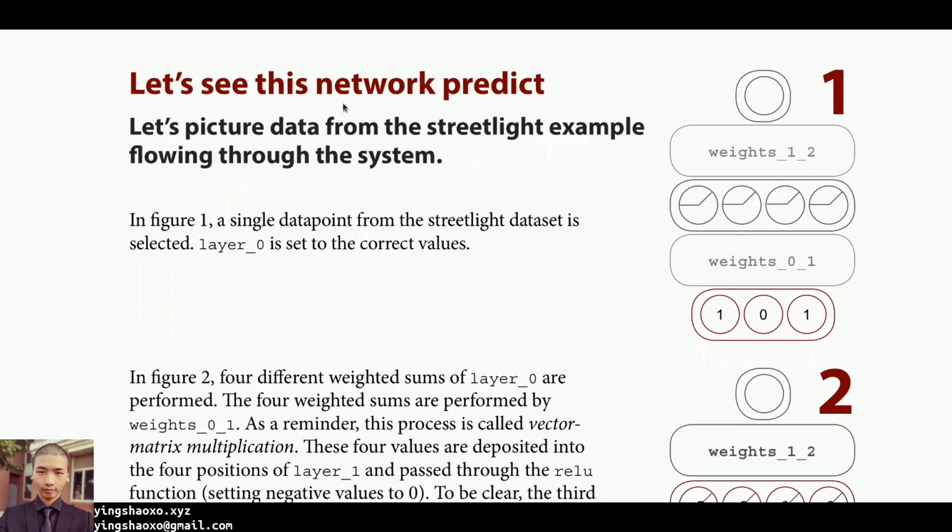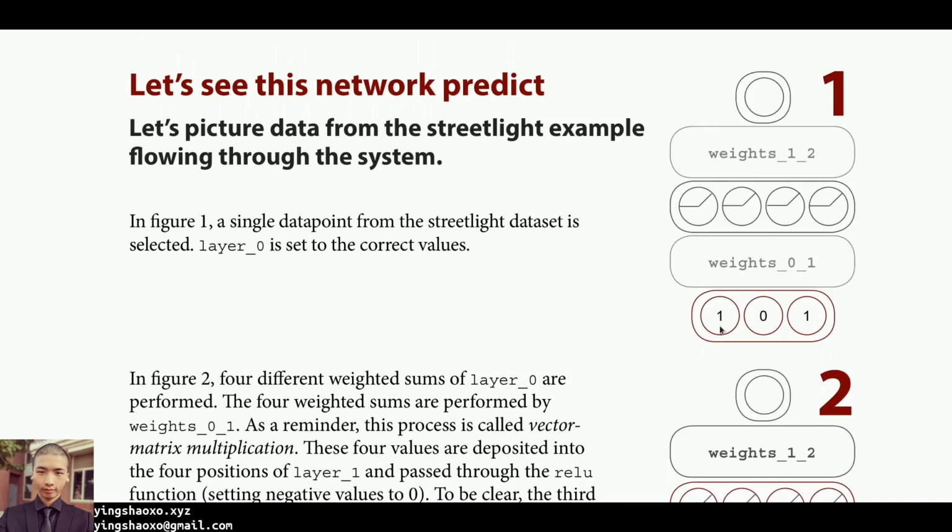Let's say this network predicts. Let's picture data from the straight line example flowing through the system. In Figure 1, a single data point from the straight line dataset is selected. Layer 0 is set to the correct values: 1, 0, 1.